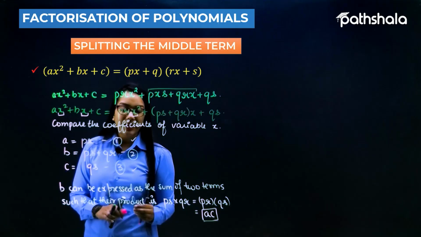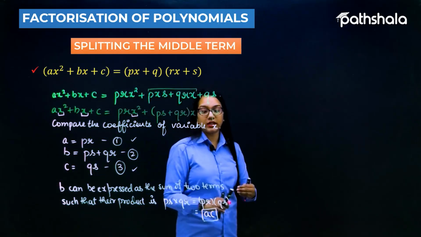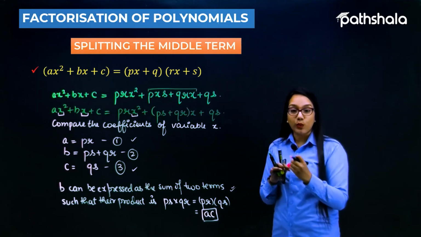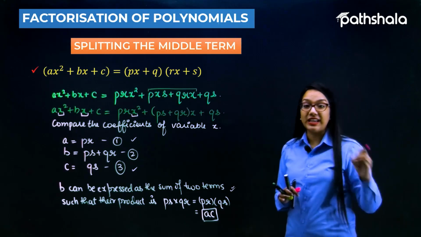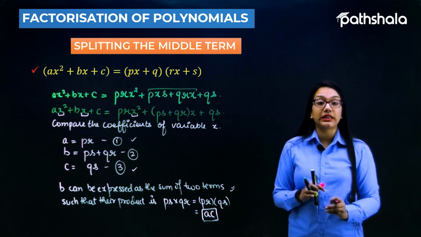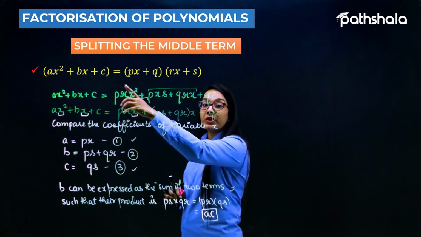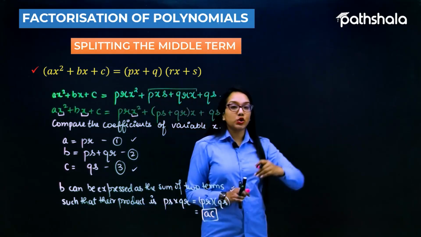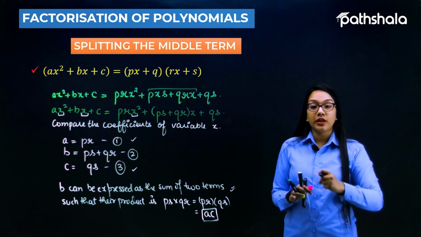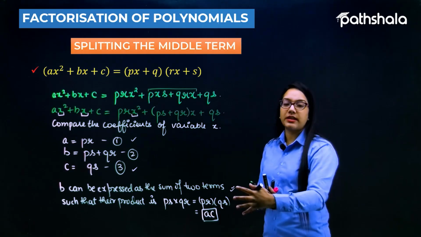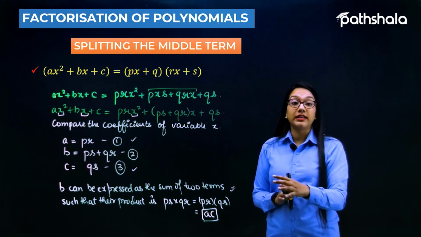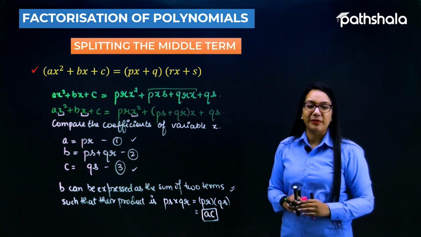So at the end, what we can deduce from these three equations 1, 2, 3 is that b can be expressed as the sum of two terms whose product is equal to the product ac. What are a and c? a is the coefficient of x square, and c is the constant term in this quadratic polynomial. So this is all about splitting the middle term. Let's do a question in order to apply all these steps in an example. With the help of the example, we can clarify things more. So let's see the example.